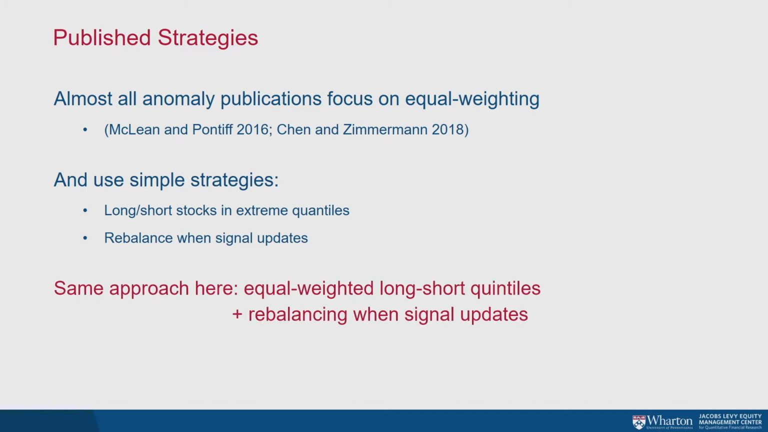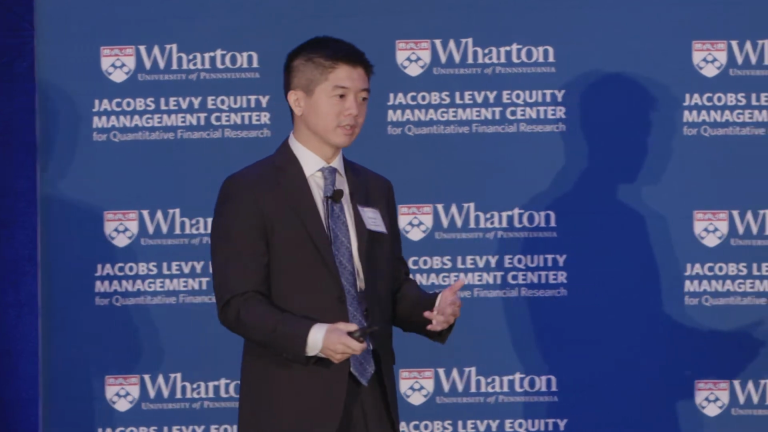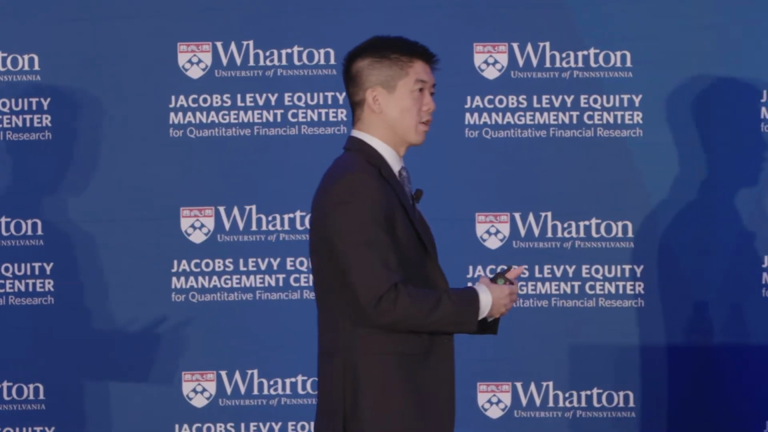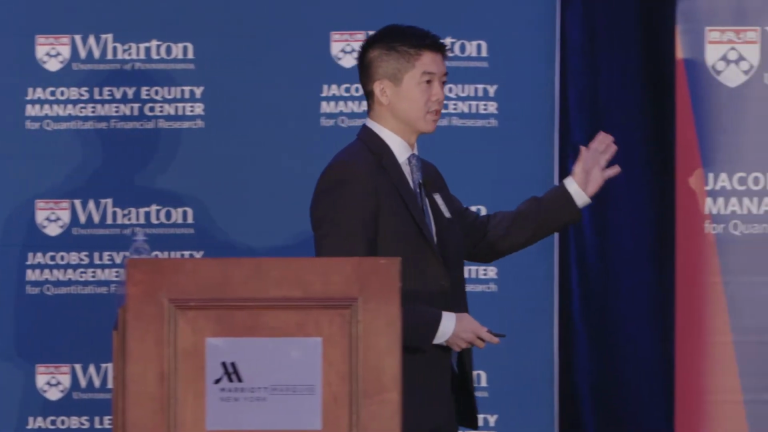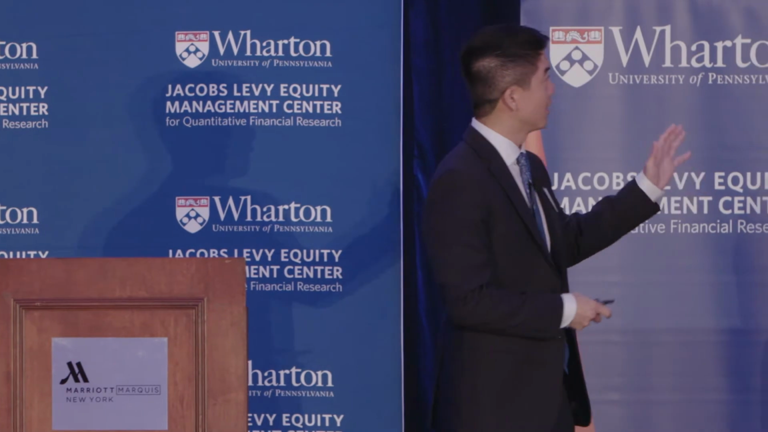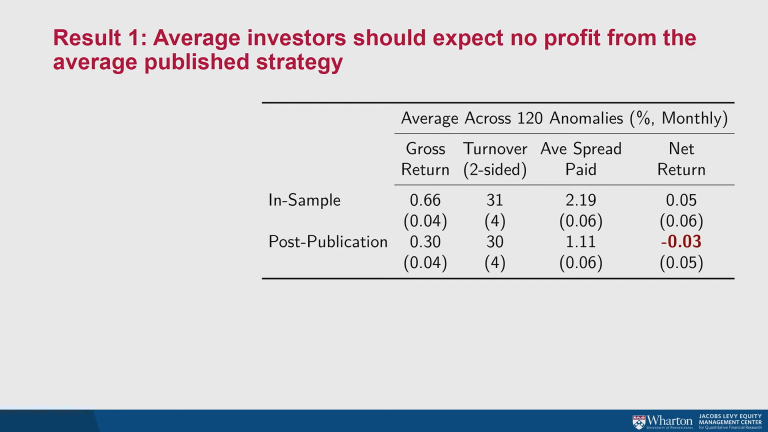So we do the same approach here, equal weighted long-short quintiles. Quintiles is somewhat arbitrary, and we rebalance when the signal updates. This will give us a quick picture of returns. Of course, we want to study cost mitigation. Transaction costs are complicated, as I mentioned before. You can't really get at them until you get some mitigation, but here we get some simple results really fast. In fact, they're right on the next slide. So the average investor should expect no profit from the average published strategy. You see this in the post-publication row. Let's focus on that row first. We start with 30 basis points per month of gross return, but once you take out turnover and the spread, you get a -3 basis point per month net return.